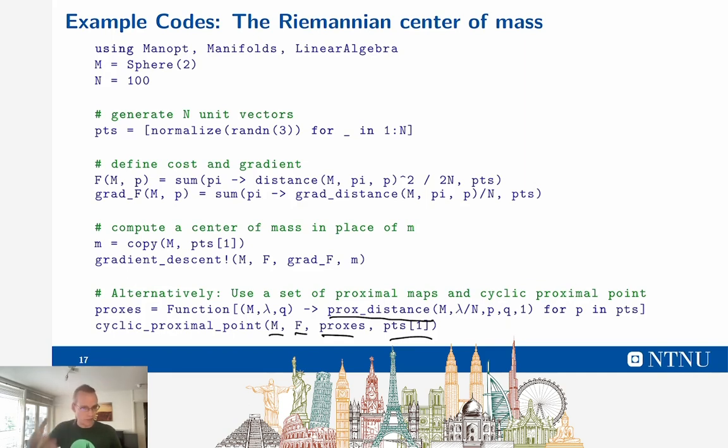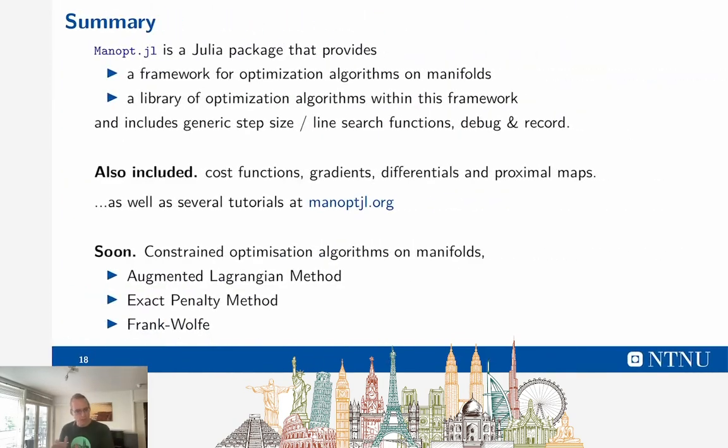And I can again just add debug or record to these to print some details during the iterations or record certain values during the iterations or at the end. Let's summarize. So Manopt.jl is a Julia package that first provides a framework to do optimization on arbitrary manifolds using Manifolds.jl. And it's also a library of optimization algorithms within this framework. That is, you get the generic step size and line search functions, you get debug and record capabilities, and have this generic stopping criterion mechanism to work with.